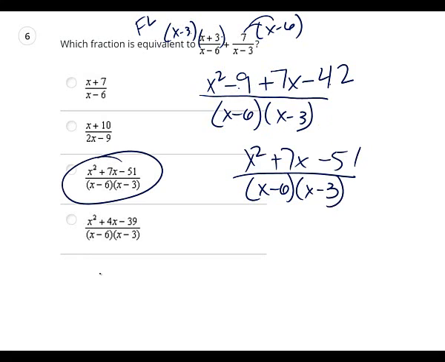Do we need to bother to try to factor it? No, looking at your answer choices, they didn't factor their numerator, so you don't have to either. Okay? Don't go further than what it asks. If it was free response or an open-ended one, I would probably have tried to factor my numerator. Okay?